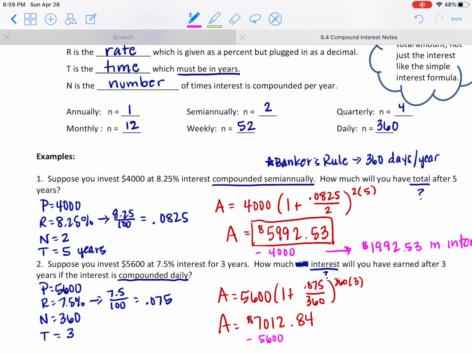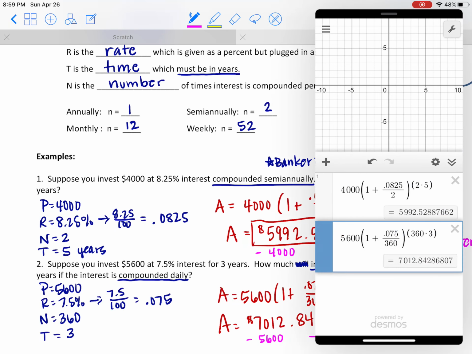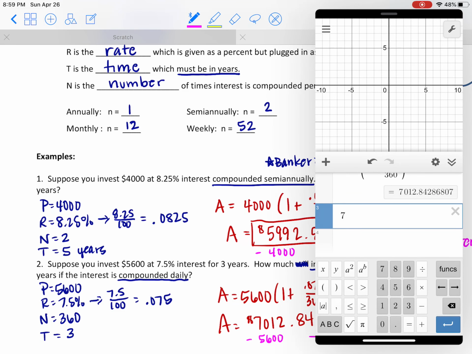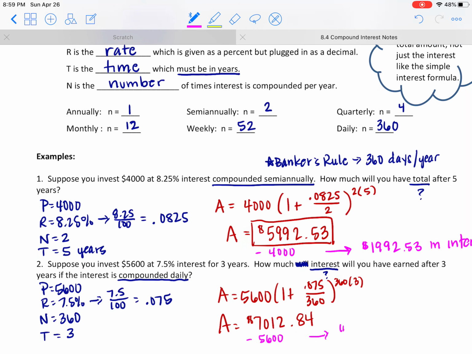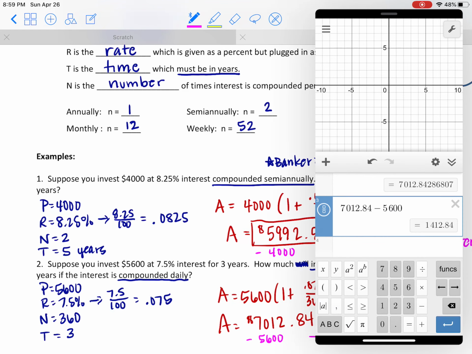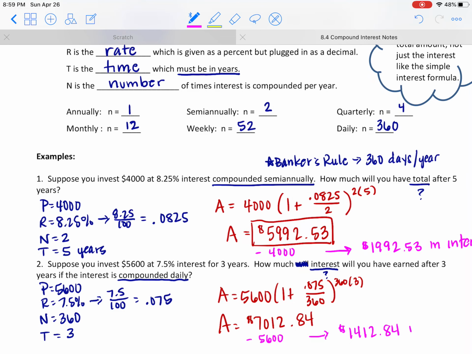Okay, so how much interest, that was the question here, right? The total amount, we end up with this $7,012.84, but we want to subtract out the $5,600 that we started with, which tells us, let's see, if I take $7,012.84 and subtract out the $5,600 that we started with, that means there's $1,412.84 in interest.